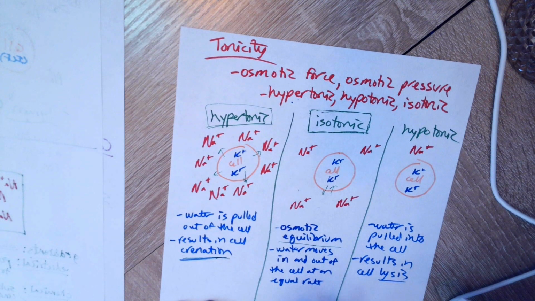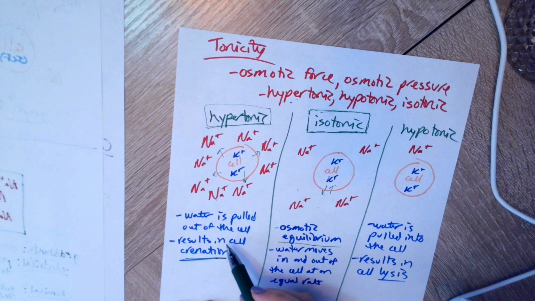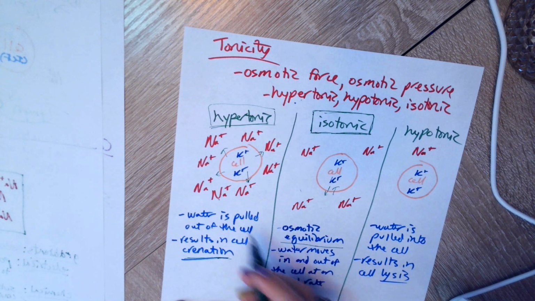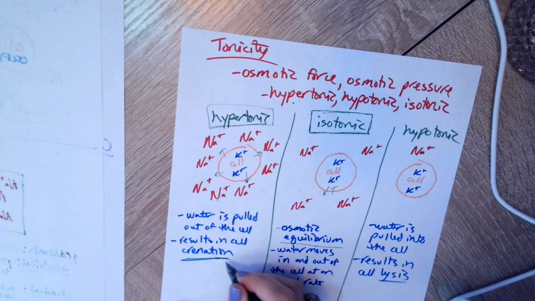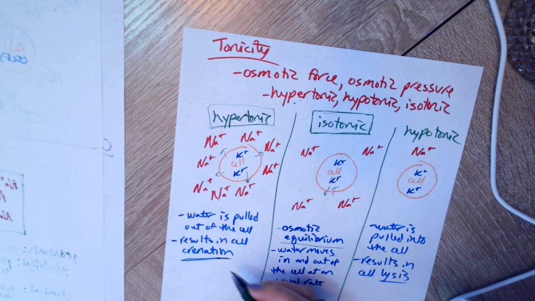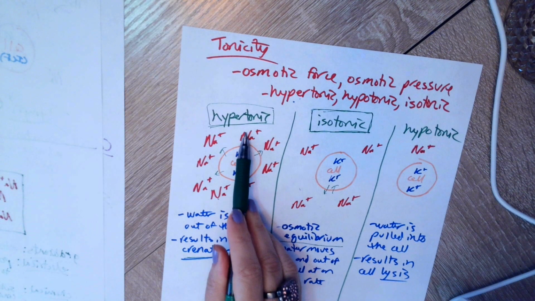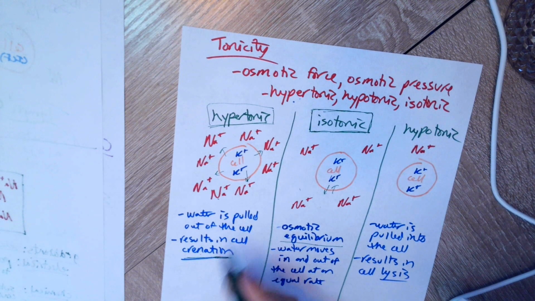So you don't want that to happen. How that would happen is if you were dehydrated, if you were to drink salt water from the ocean. That's why they say if you're stranded at sea, don't drink the salt water, no matter how thirsty you are, because that will make you hypertonic and it will cause cell crenation.